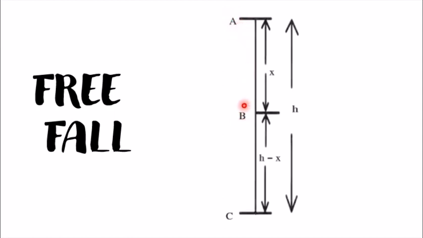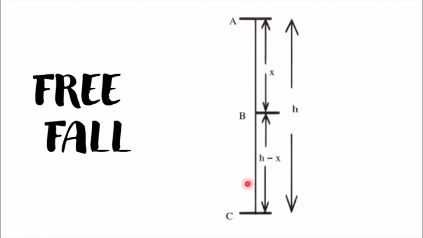Then that particular object reached point B somewhere here, and from A to B we will mark the distance as X. We will find what is happening at point B. Then from B the object reaches C, and we will find the total energy at point C. So first we will find the energy at A, then at B, and then at C. A to B we have taken as X. B to C we have taken as H minus X. Why H minus X? Because A to C is H.